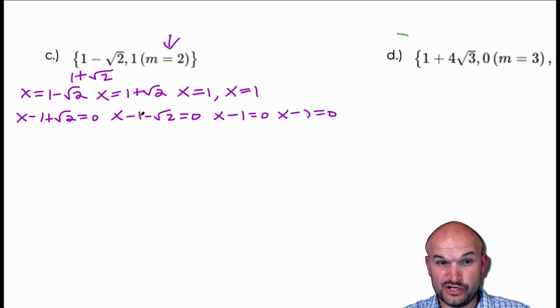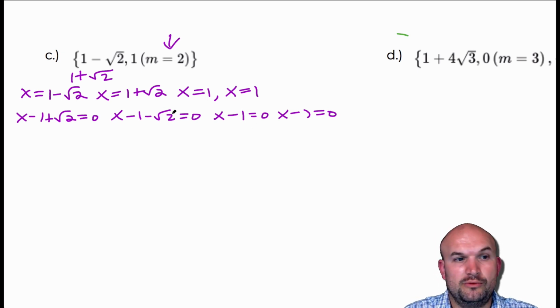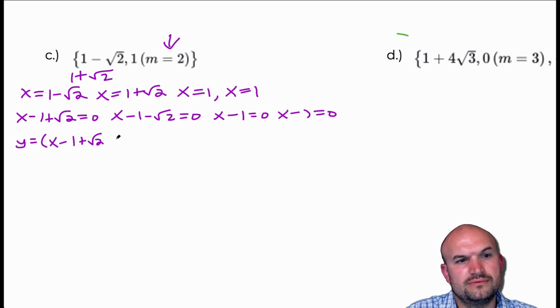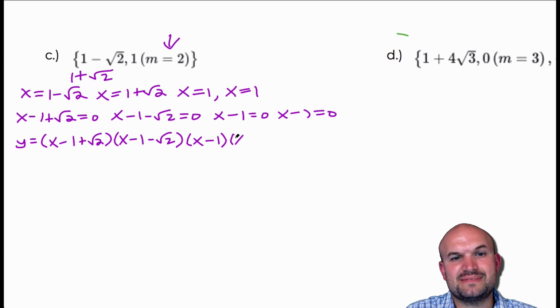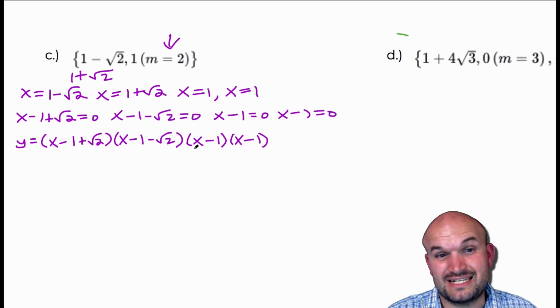Okay, so again, these are your factors, right? You can group these up and then multiply them. So all of these multiplied together are going to give us our polynomial. So I'll just use again y equals. So I'll say y equals x minus 1 plus the square root of 2 times x minus 1 minus the square root of 2, and then times x minus 1 times x minus 1.